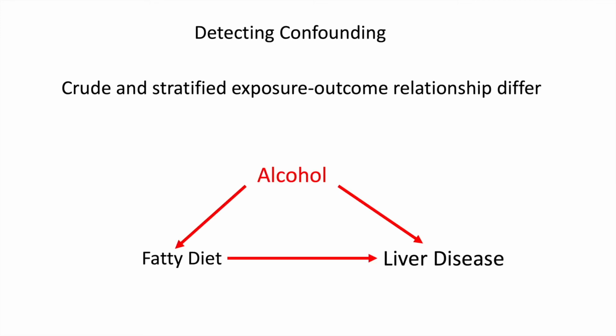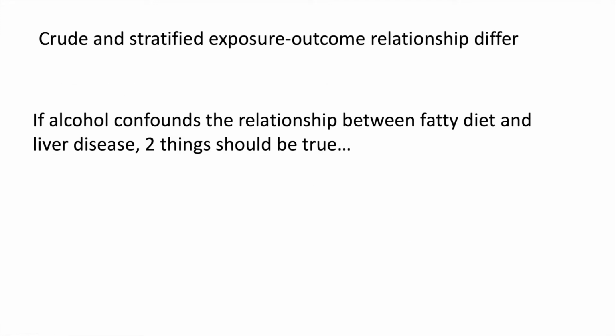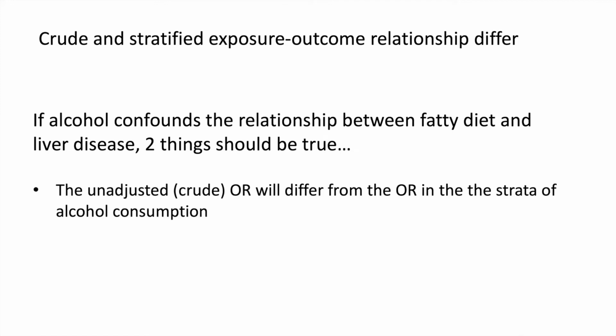So this third one is probably one of the most powerful ways of detecting confounding, and that's looking at whether the exposure-outcome relationship differs when stratified by this confounder compared to when it's just crude and you don't stratify by that. So I'll show you a bit about this. If alcohol is confounding this relationship between fatty diet and liver disease, two things will be true.